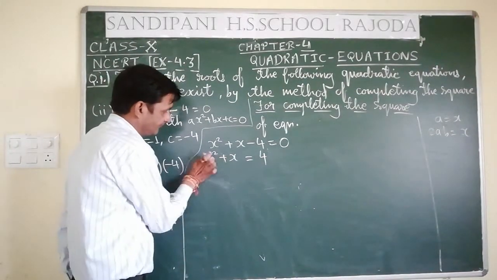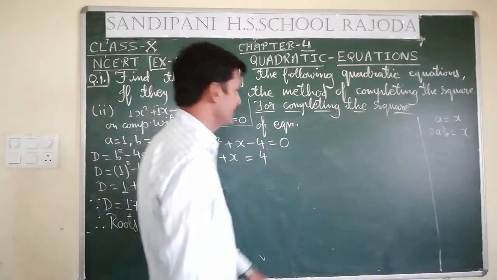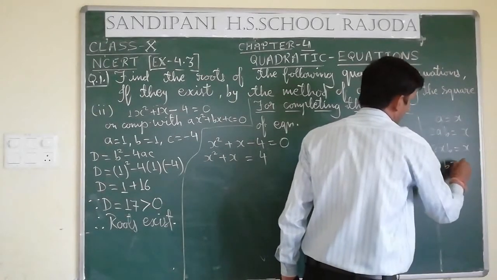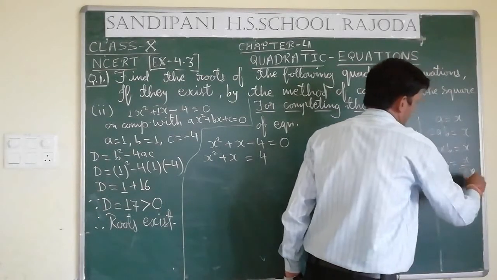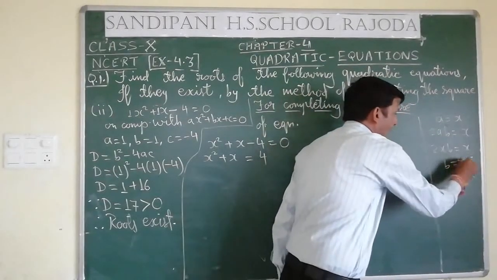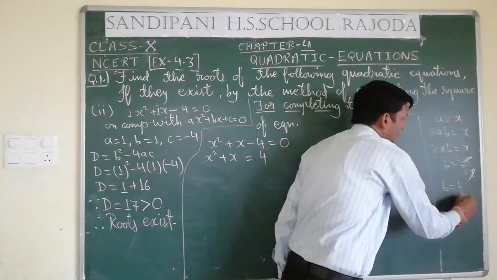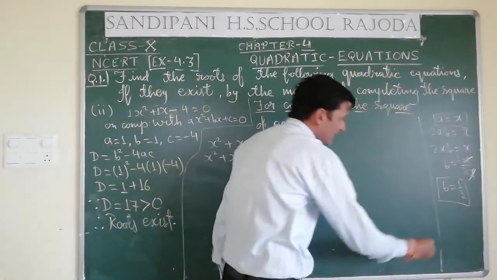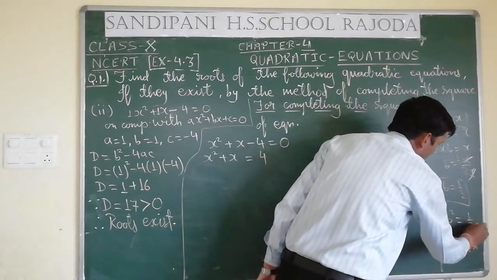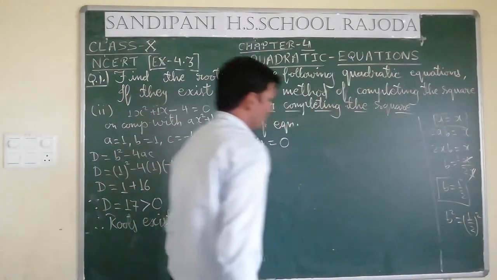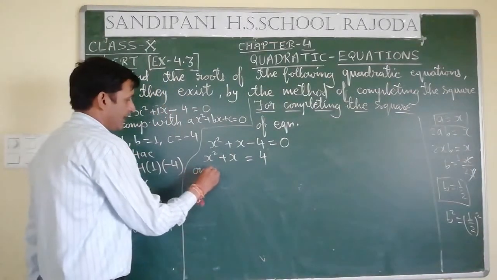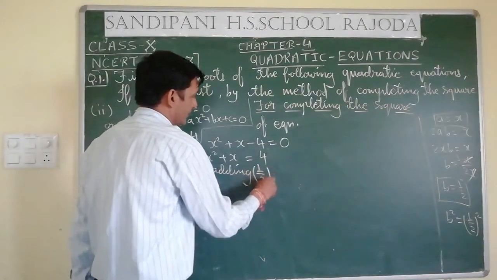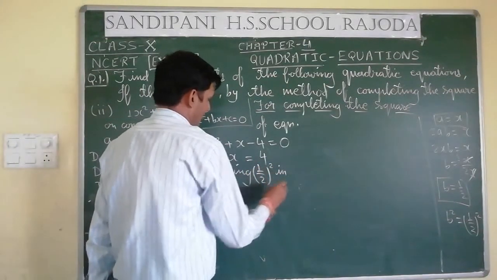So a is equal to x. So we may write 2xb is equal to x and b is equal to x upon 2x. So this x is cancelled. 1 by 2. b is equal to 1 by 2, a is equal to x. It is clear? Now b² is equal to (1/2)². So we may write here, on adding (1/2)² in both sides.